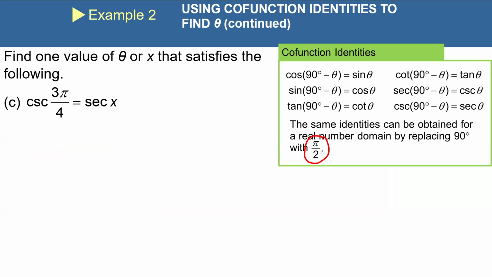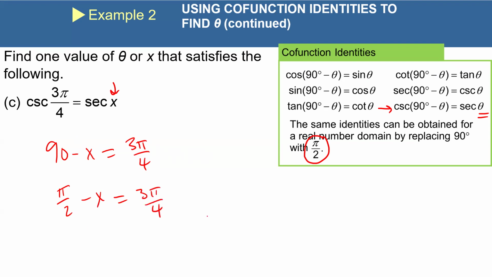All right. Now, this one's a little different because it wants us to find what was subtracted from 90, right? Does that make sense? Because we don't know this outside. So we have cosecant of 90 minus theta equals secant theta, right? So we don't know what this value is. But we know together that 90 minus the x has to equal 3 pi over 4. We're not going to use 90 though. What we're going to use? So we know pi over 2 minus x has to equal 3 pi over 4.